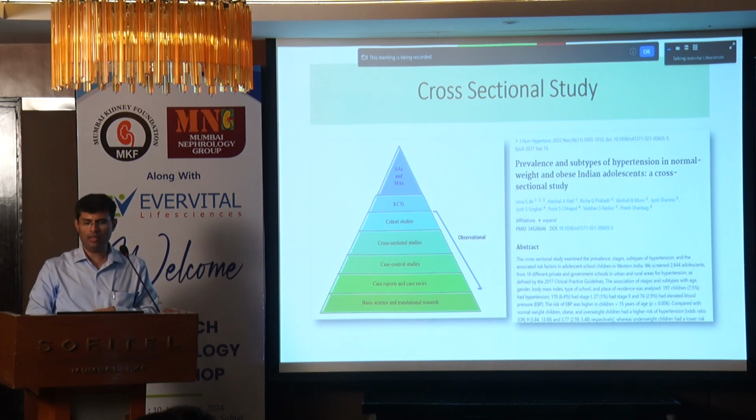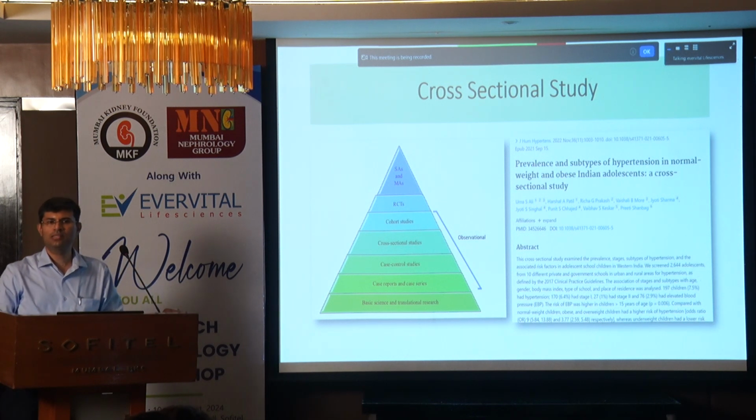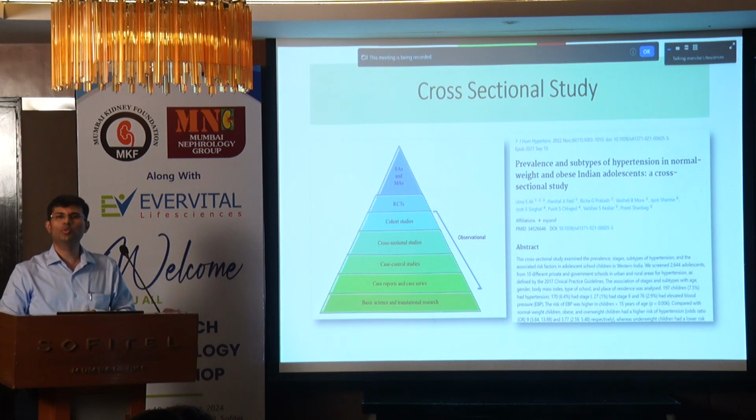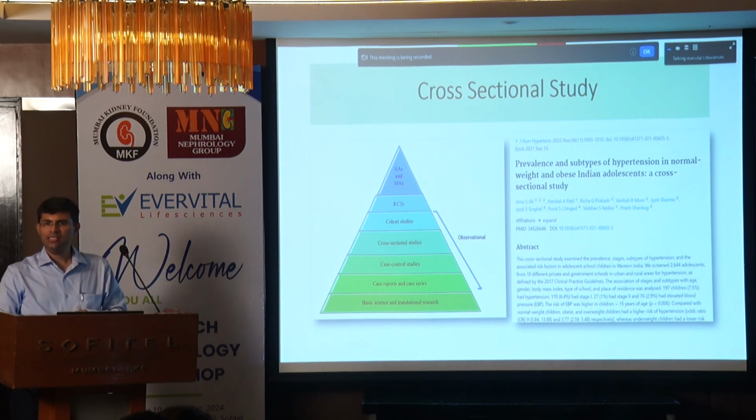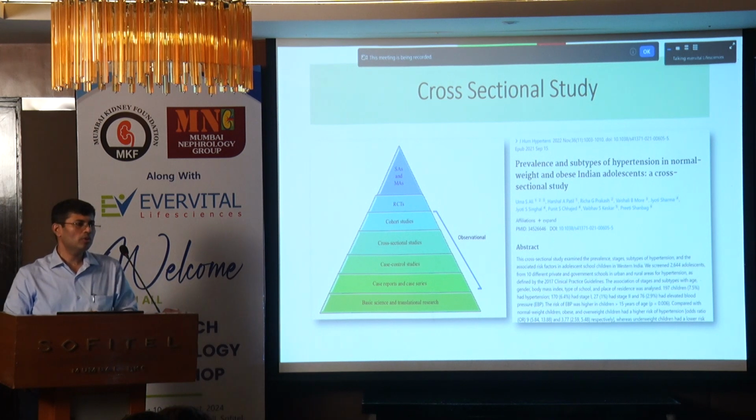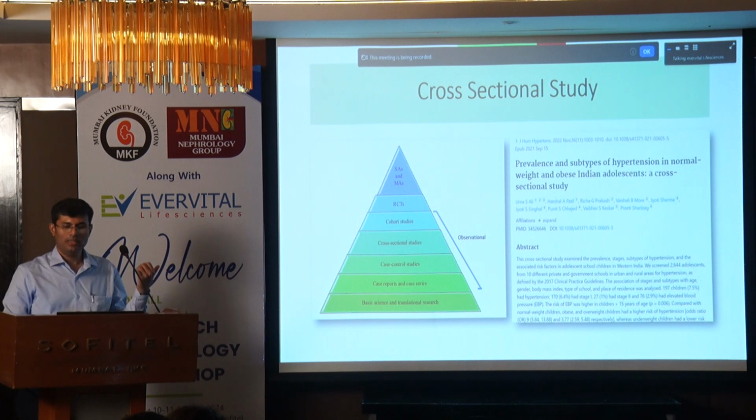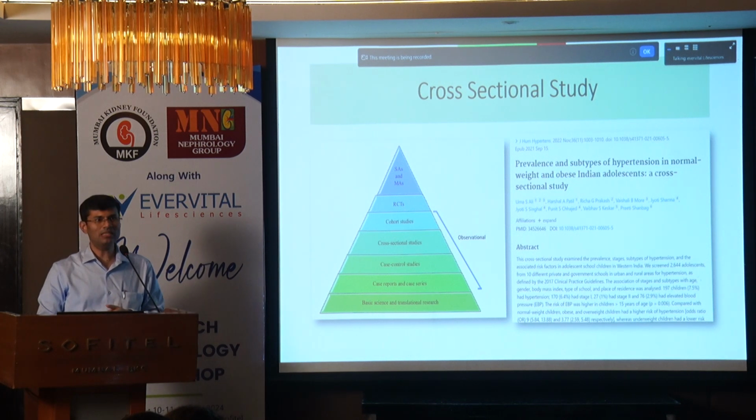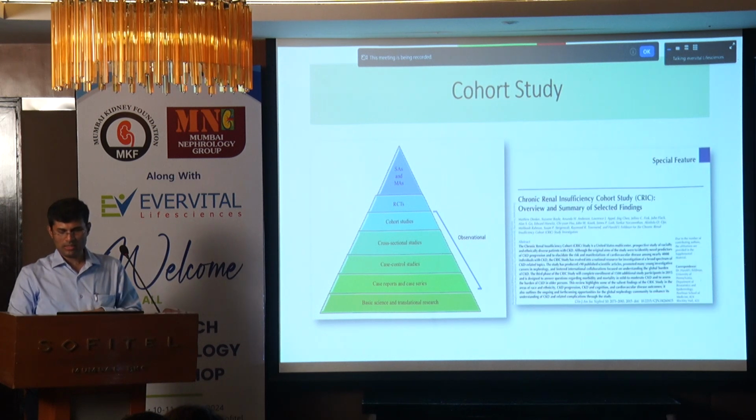Cross-sectional study. We did this study in school children. We simply went to the schools, checked their blood pressures, and found that 7% of school-going children had hypertension. This is called a cross-sectional study. It is inexpensive and happens quickly. We come to know about prevalence. But it has its own drawbacks. I can't examine causal associations in this study. It can give me prevalence, it can give me hypotheses, but it has its own limitations.